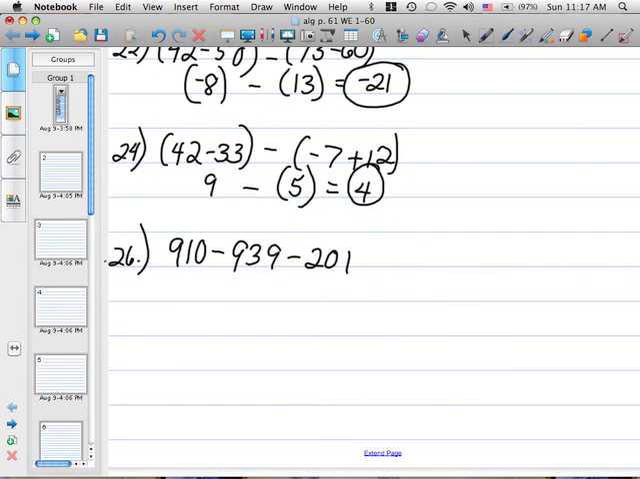Number 24, I have 42 minus 33 minus the quantity negative 7 plus 12. 42 take away 33 is 9, and negative 7 plus 12 is 5. 9 minus 5 is 4.